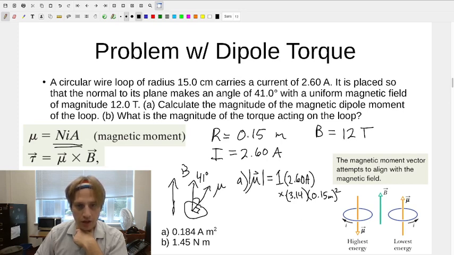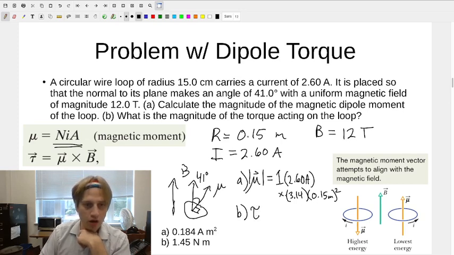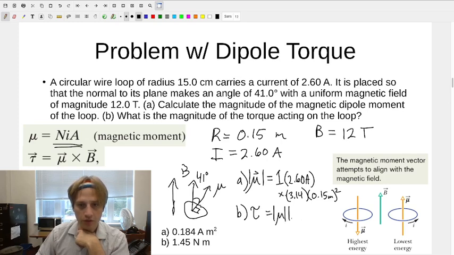So that gives you the magnitude of mu, of the dipole moment of that particular loop. Then part B asks, what is the magnitude of the torque acting on the loop? In this case, you'd have to use torque is mu cross B. So you'd need the magnitude of mu, you'd need the magnitude of B, and you'd need the sine of the angle between those two vectors.